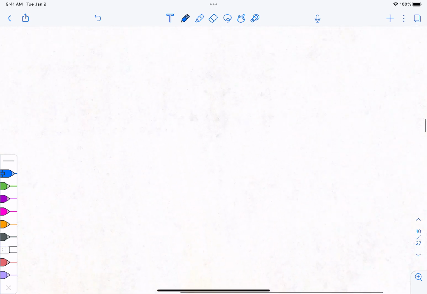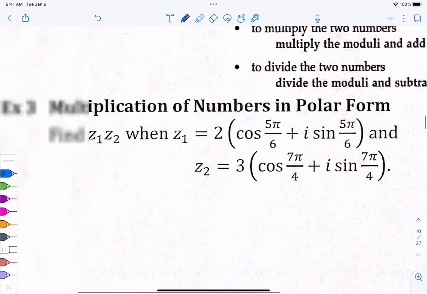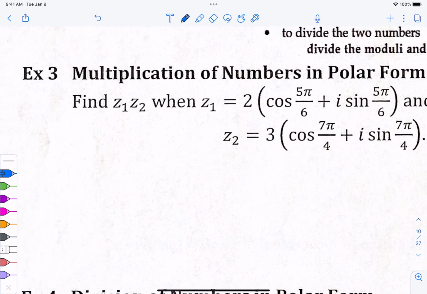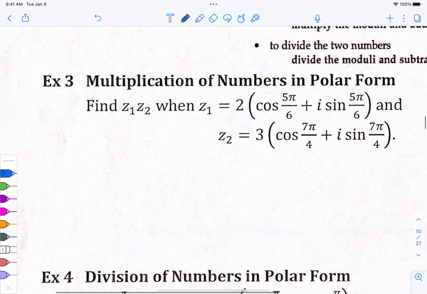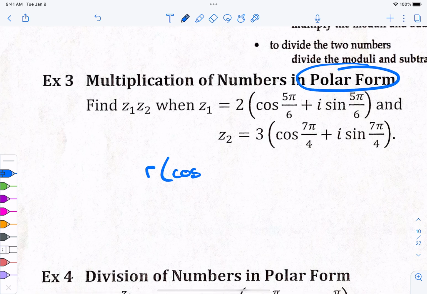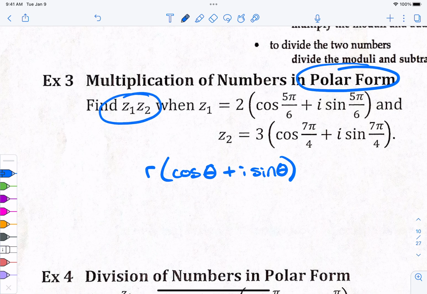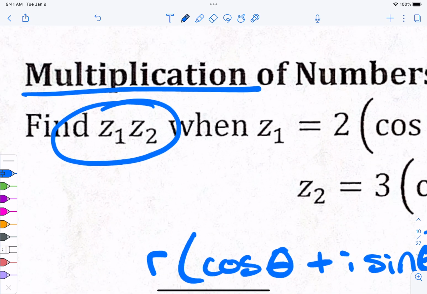All right, go back to the notes, and we're going to talk about what happens when you multiply and what happens when you divide two things that are in polar form. Got it? Ready? Blink and you miss it. This is super easy. Polar form is R cosine of theta plus I times sine of theta. Okay? And they're saying Z1, Z2, which means we're multiplying Z1 and Z2 together. When they're right next to each other, that means multiply.